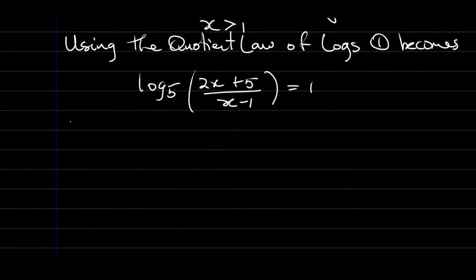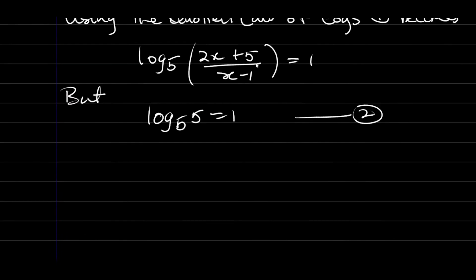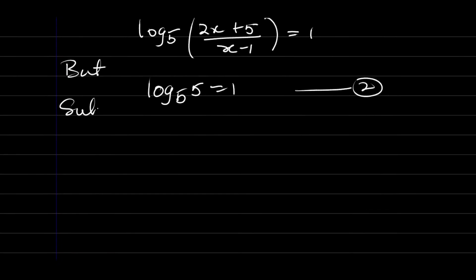Now, remember, we have a law that says log to the base of a of a is equal to 1. So that means 1 can also be written as, since I have log to the base 5 here, log to the base of 5 of 5 is going to be equal to 1. So I can replace this here. I can put 2 into equation number 1. So I can say substitute 2 into 1.